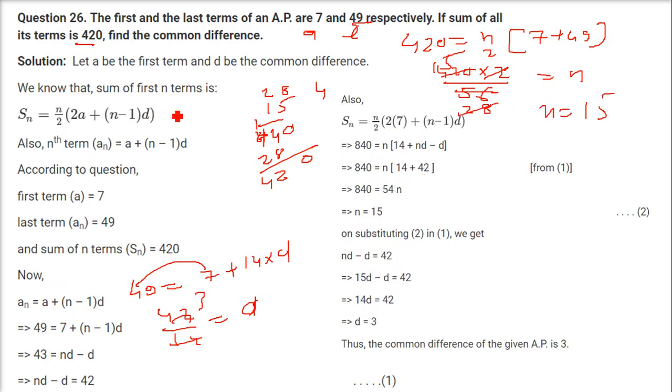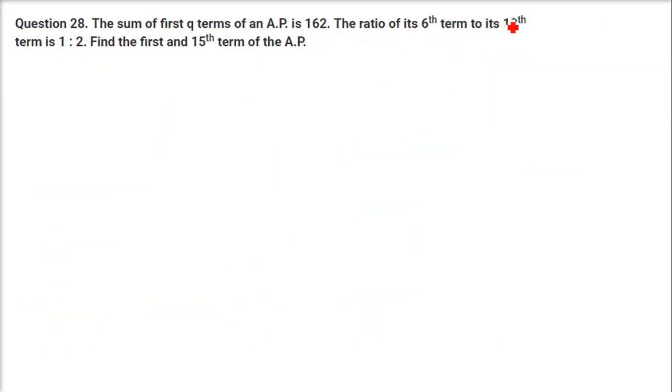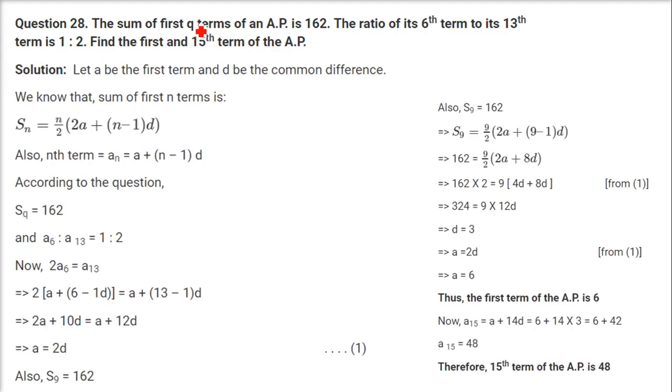by yourself. The sum of the first 9 terms of an AP is 162. The ratio of the 6th term to its 13th term is 1:2. Find the first and 15th term of the AP. So this is not a Q, this is actually 9 terms. So the sum of the first 9 terms is 162. The ratio of the 6th term to the 13th term: A6 by A13 is given as 1/2.